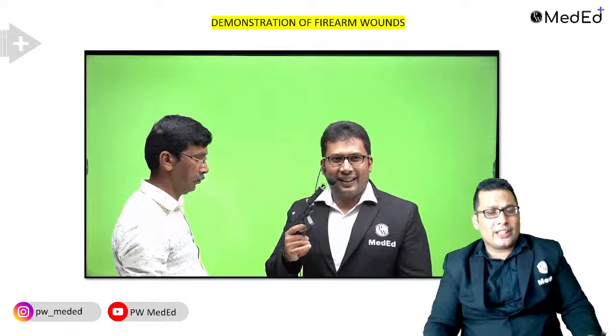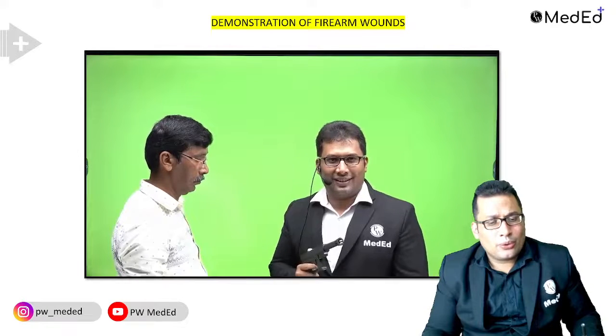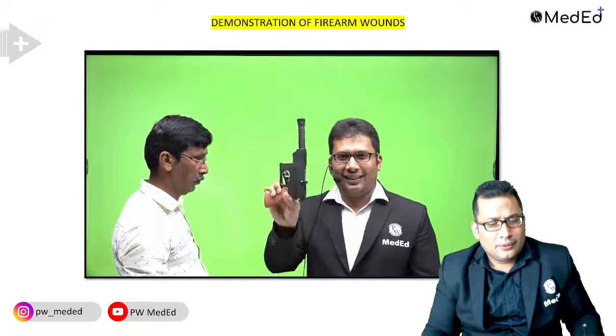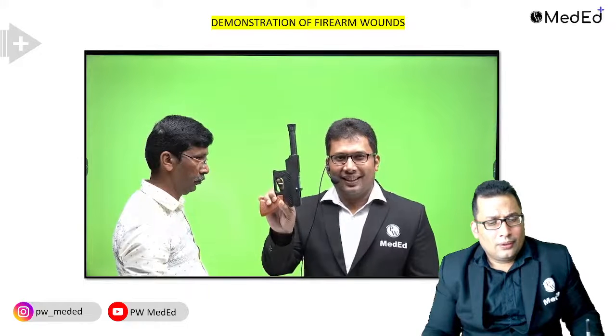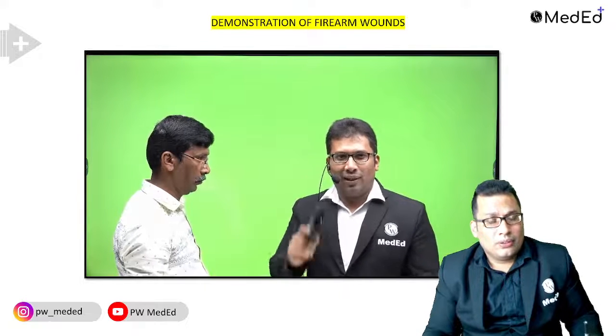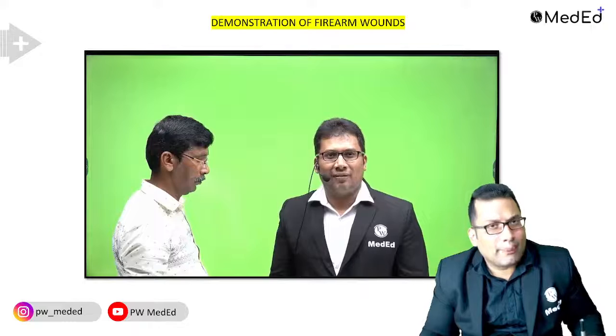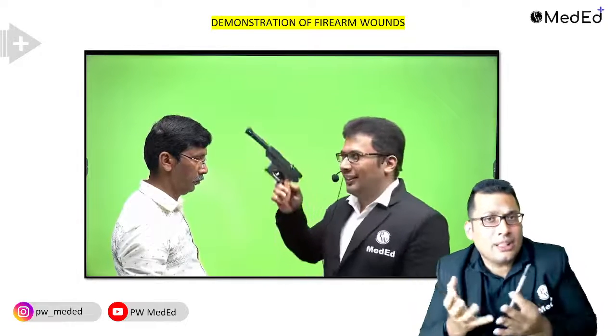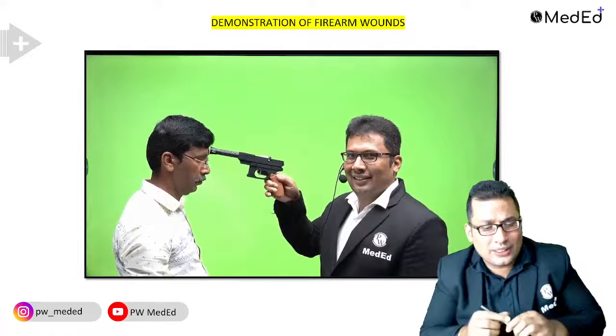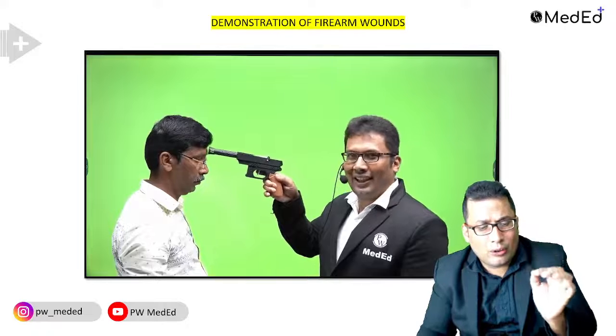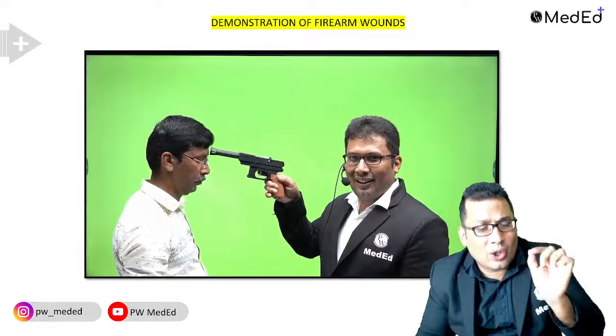Let's discuss the demonstration of firearm modes. So what you can see here in the picture is the pistol, and as you know, the pistol is a rifled weapon. Rifling means trains of lands and grooves. So in the video, what you can see here is the contact shot.